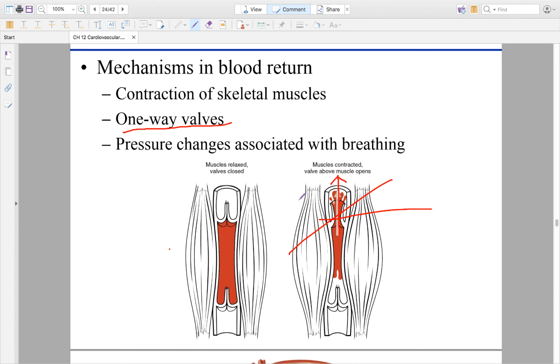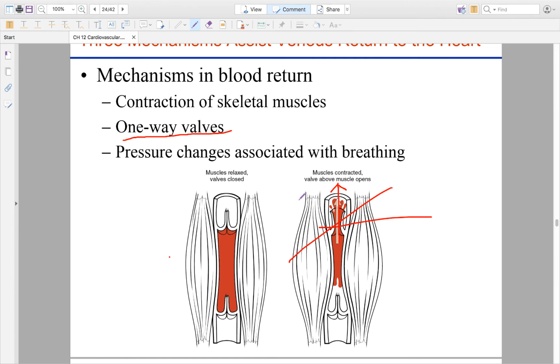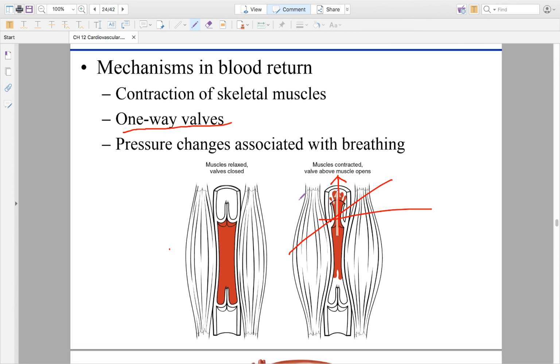Okay, and then there are pressure changes that are associated with breathing. So breathing exercises, breathing generally, healthy breathing, deep breathing helps with circulation.